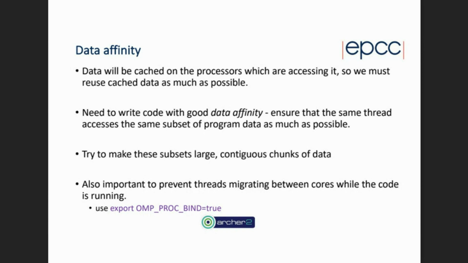Okay, and this is also why it's important to prevent threads from migrating between cores while your code is running. Because code is running on one core, it will get some of its working data stored in the local caches on that core. If that thread then migrates, if the operating system decides to move the thread and run it on a different core, then all that cache data is in the wrong place, and it will have to go and fetch it from where it was running previously.